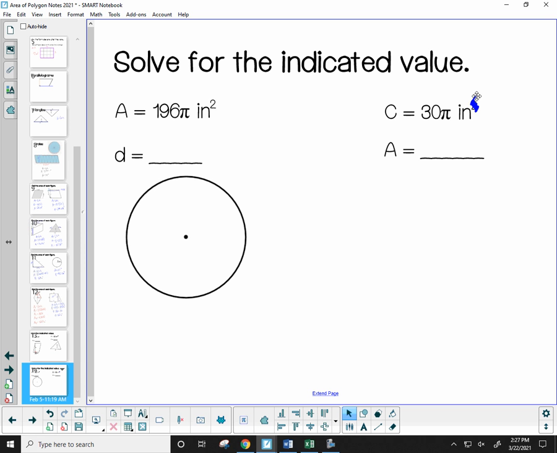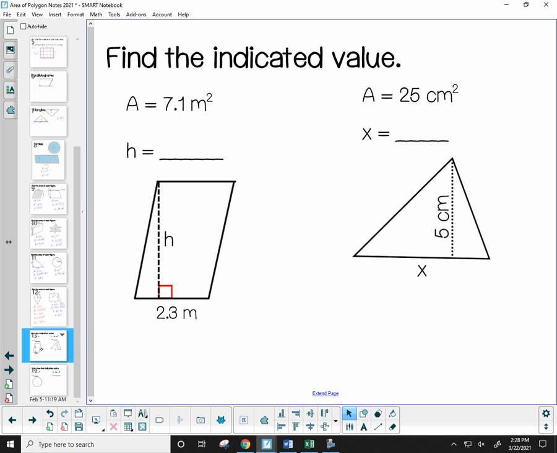Anyone need more time? All right, so let's start with these two problems here. On these two, I'm just asking you to work backwards, right? This time I'm giving you the area because it's a parallelogram. I know area is base times height. My area is 7.1. My base in this case is 2.3. I'm solving for my height. When you divide by 2.3, what do you get? 3.1.